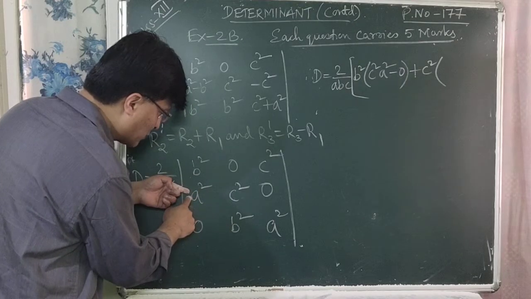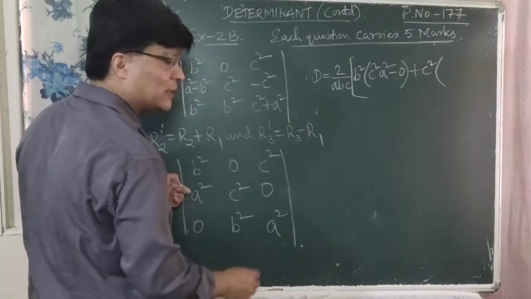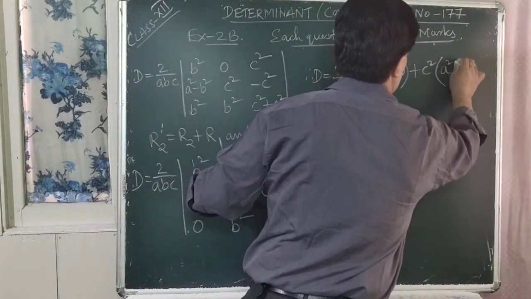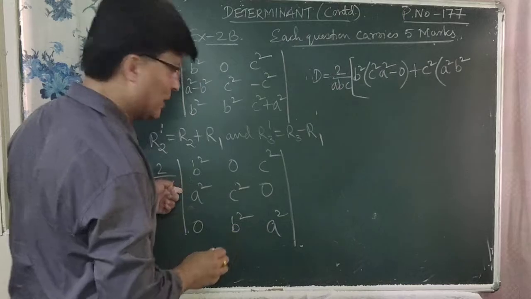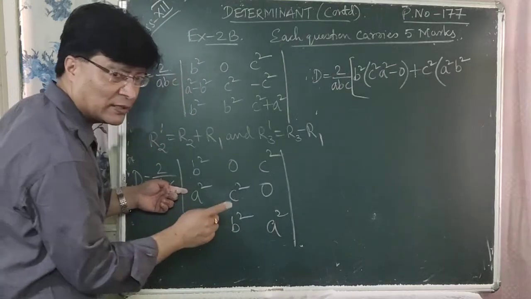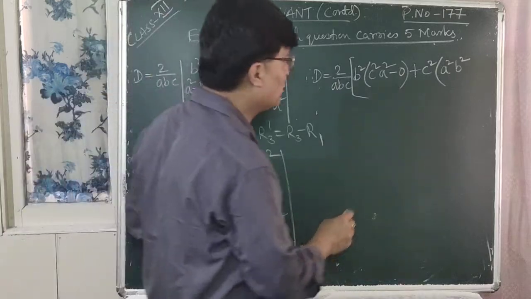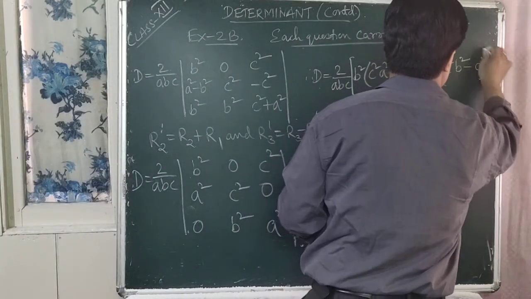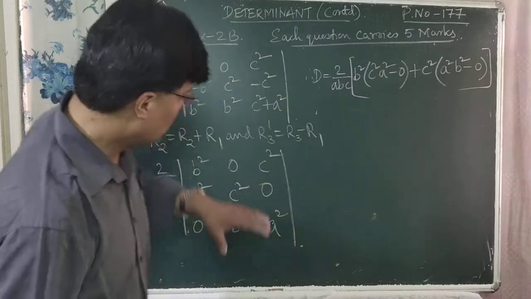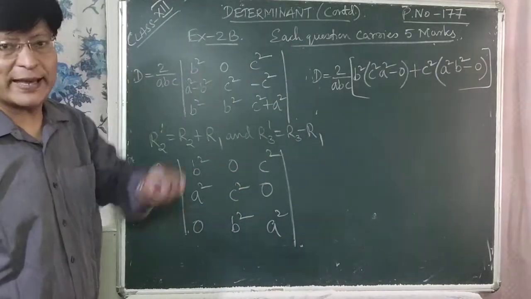Now cross multiply A square by B square. What do we get? A square, B square. Then minus. Then comes the minus sign first. So 0 into C square, 0. So it is minus 0. Third bracket is closed. So this determinant is expanded.